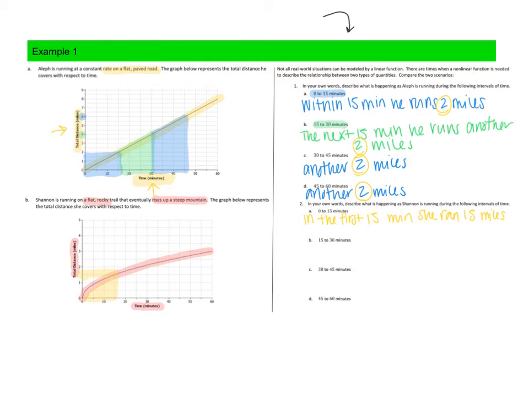15 to 30 minutes. That lines up probably a little bit over 2. And the next 15 minutes, she ran, well, it looks like maybe right there. So let's say a little over 2 miles.